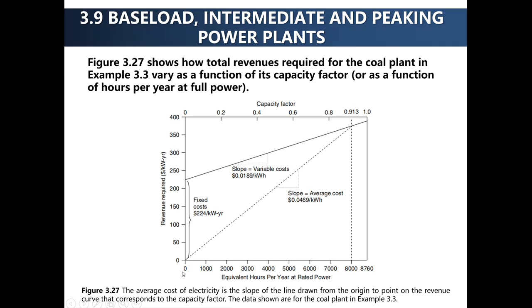Even when the power plant output is zero, because to build a power plant we have the fixed cost, we can obtain the starting point of this steam power plant, which is $222 per kilowatt per year. Now the slope shows the variable cost, which is 0.0189 per kilowatt hour, which is 1.89 cents per kilowatt hour.